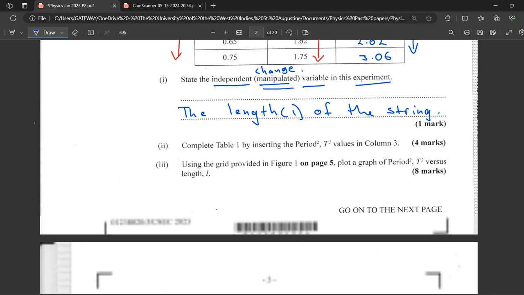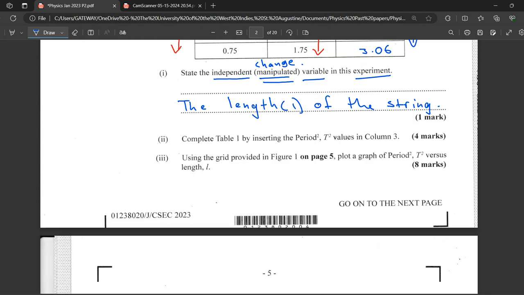We did that. This completes Table 1 by inserting period squared values in column 3. We already did that, so that's our easy 5 marks right there. Now, using the grid provided in Figure 1 on page 5, plot a graph of period squared versus length. A lot of students just make mistakes with this, and they plot the wrong thing on the y-axis.